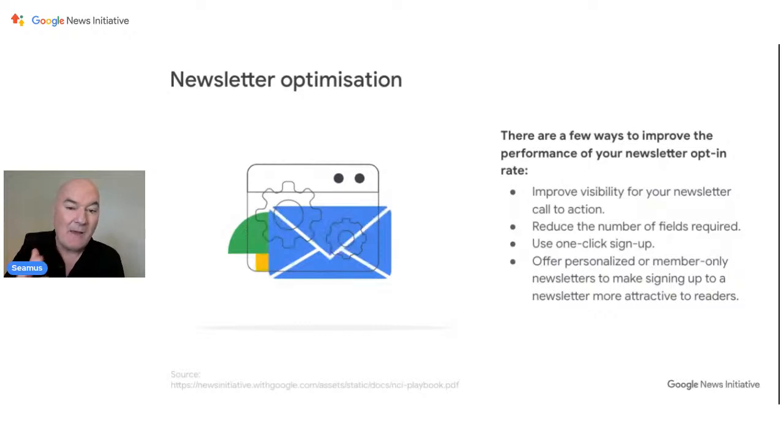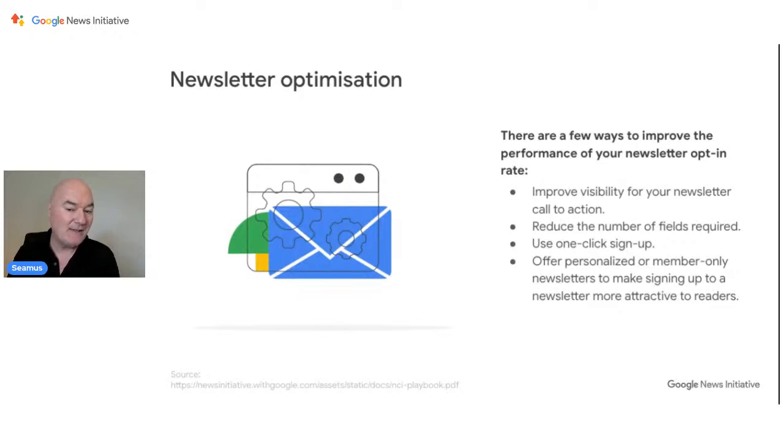These are just a few examples, a couple of ways that we can improve the performance when it comes to the newsletter opt-in rate. We have some best practices for improving the overall performance of this. Improving the visibility for the call to action. So when we want people to actually sign up for those newsletters, where is that placed on your website?